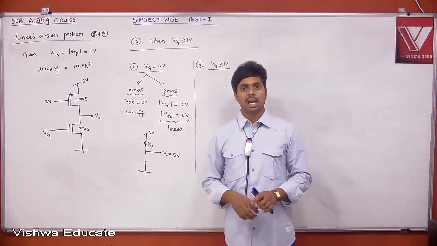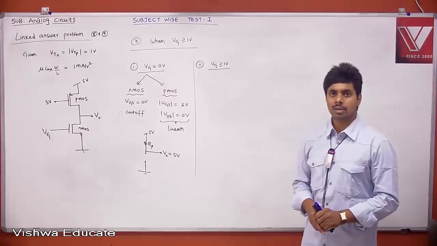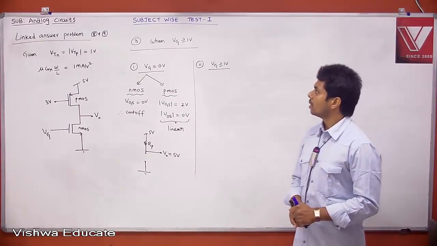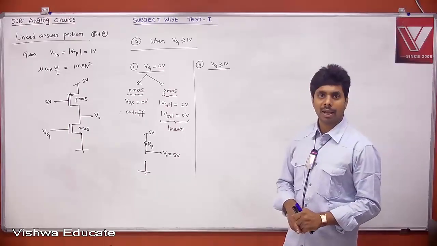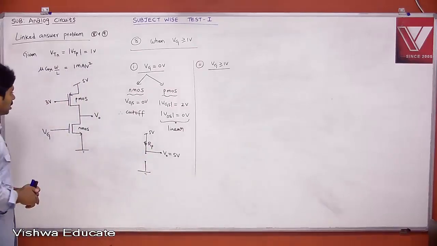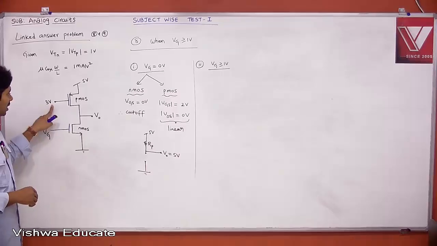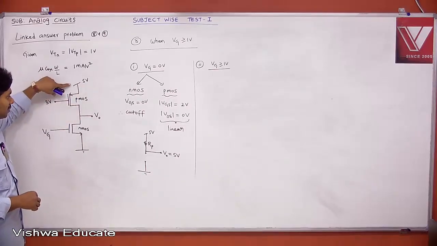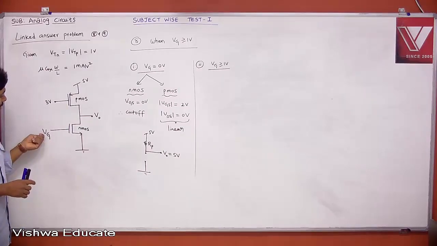Welcome back. In the last session, we started subject-wise test 1 problems and we were solving the problem number 8 and 9 linked answer problem, and we were in between while solving problem number 8. If I recollect what we had seen in the last session, this is the circuit which is given. The PMOS gate voltage is fixed, therefore source voltage is also fixed because of the power supply, therefore the VGS of PMOS is fixed. But the VGS of NMOS is varied because this is your variable voltage.